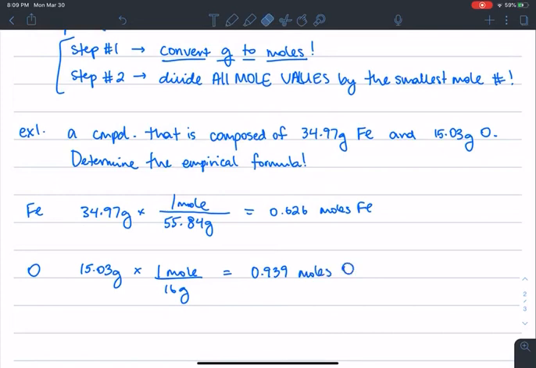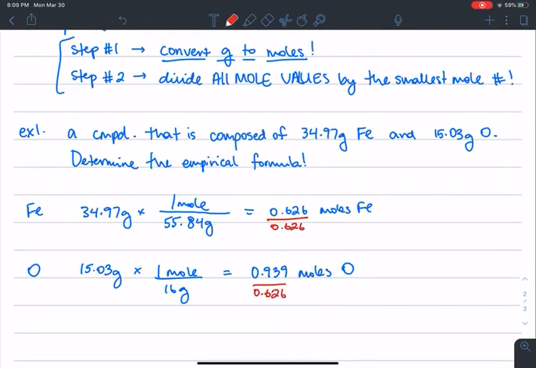Step 2 is what? Divide all mole values by the smallest mole number. Well, what's the smallest mole number here? I hope you see that it's 0.626. So what we're going to do is divide both of these numbers by 0.626.